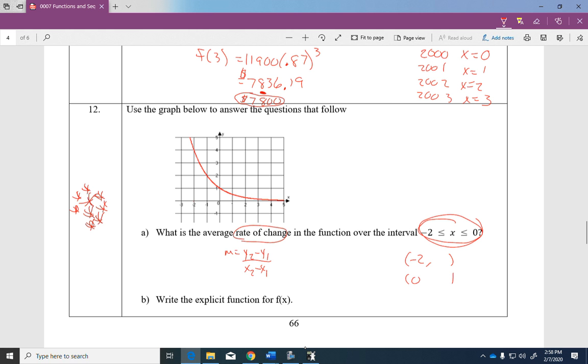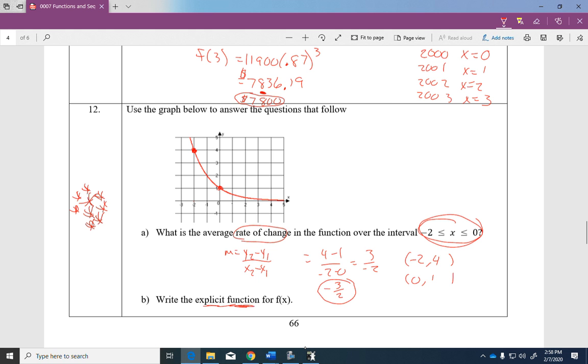When the x is -2, the y is 4. When the x is 0, the y is 1. Here's the 2 points that we're using in our slope formula. So 4 minus 1 over -2 minus 0, 3 over -2, which really means it's -3 halves, or -1.5. Any of those ways are acceptable.